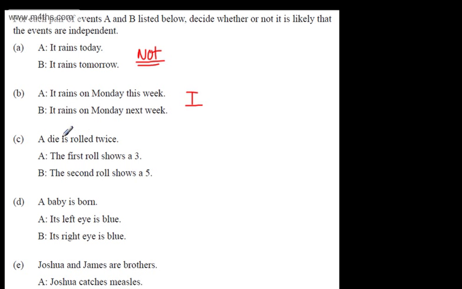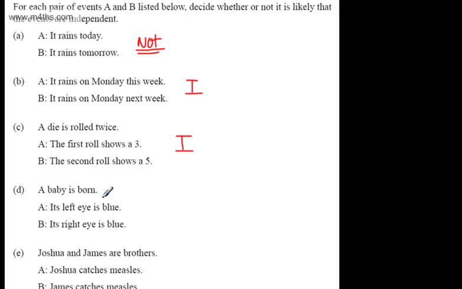If we look at this one, a die is rolled twice. The first roll shows a 3, the second roll shows a 5. We've already looked at these. These are independent. What we get on the first doesn't influence what we get on the second.